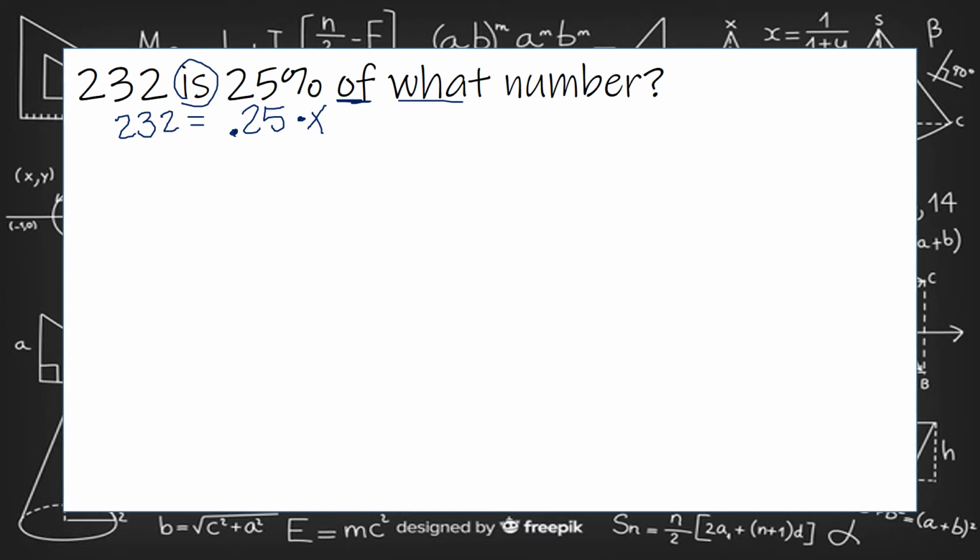I have 0.25 times x. So I need to get that away from x, and so I'm going to divide it. If I do that to one side, I have to also do it to the other. If you need to, draw the line down through your equal sign to remind yourself to do it to both sides. On the right side, that 0.25 cancels out, and then you can use your handy-dandy calculator to divide 232 by 0.25.